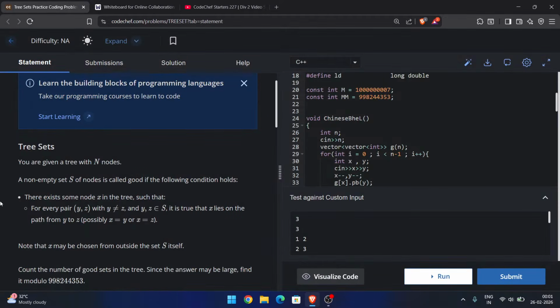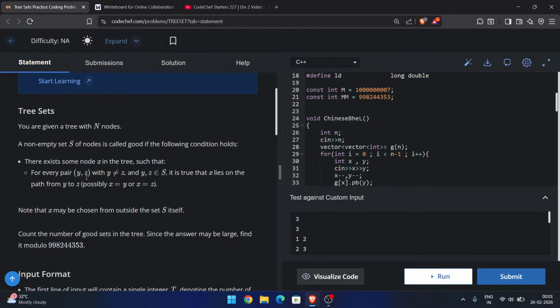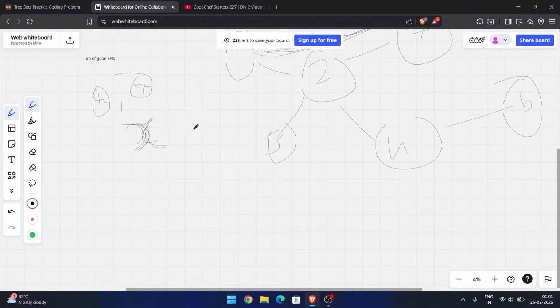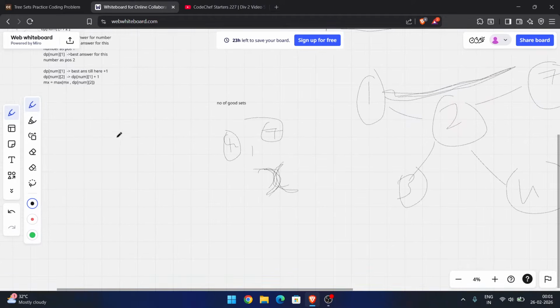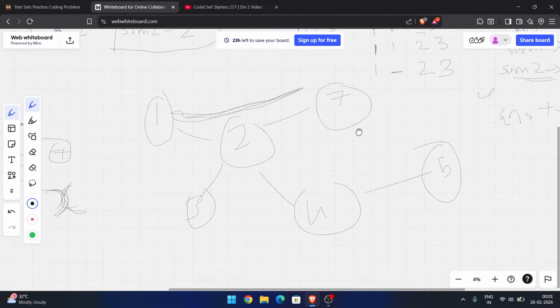Okay, so what does this mean? Let's say for every pair y and z, where y is not equal to z and y and z belong to the set S, it is true that x lies on the path from y to z. Okay, so suppose this is the tree.